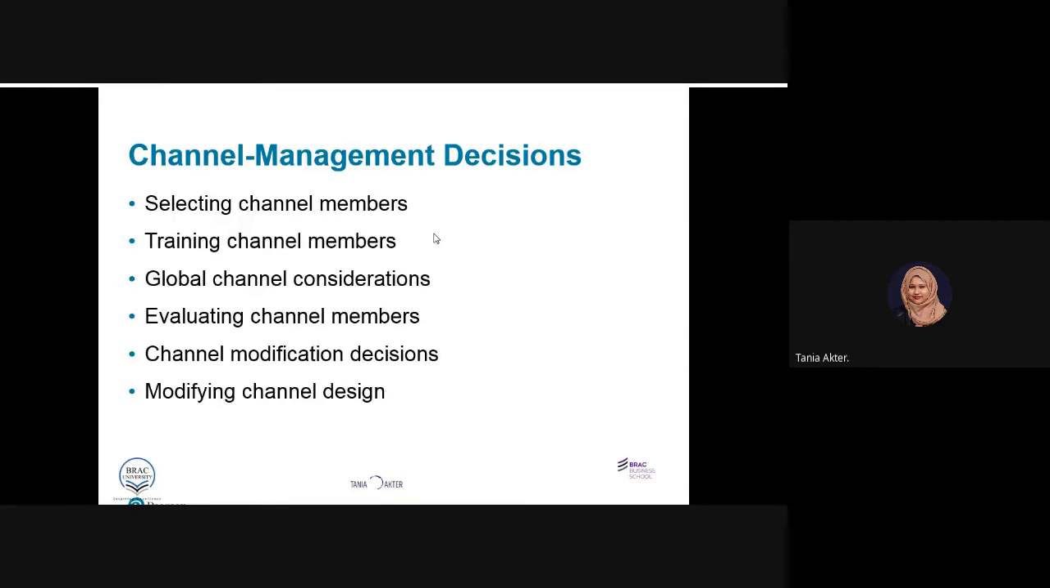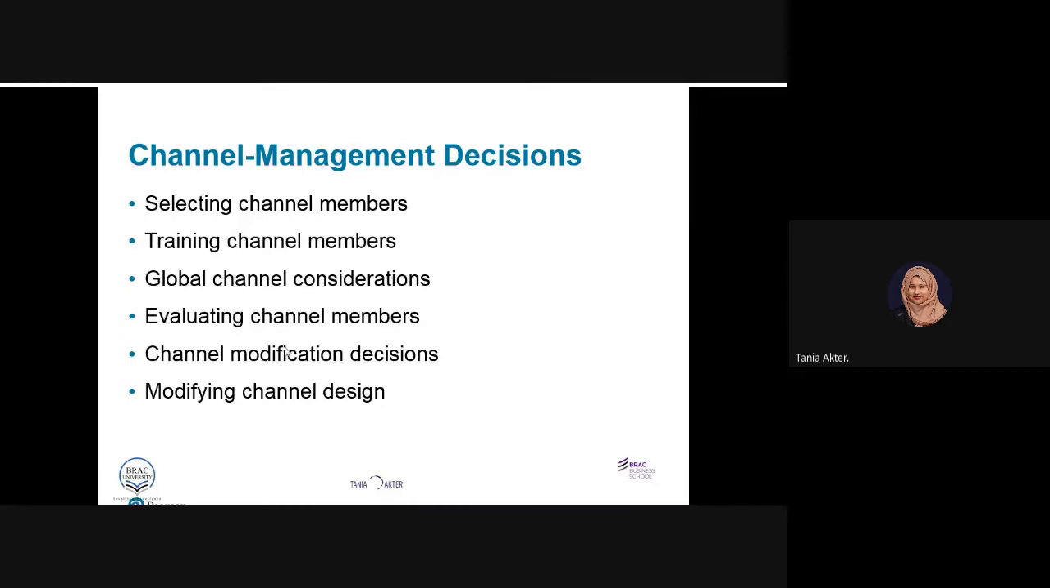Modifying channel design and decision. So in modifying channel design decision, we're saying that it is actually adding or dropping the individual market channels or channel members based on their performance, or adding a totally new way to sell goods. So this is modifying channel design and arrangements.